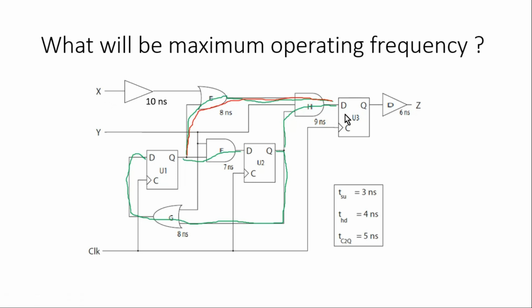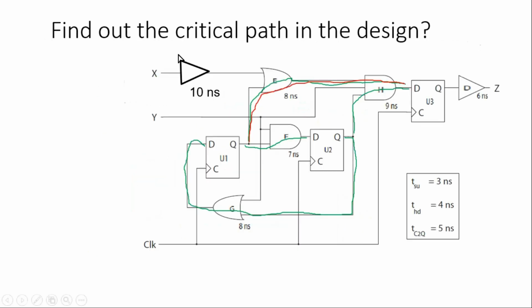But now many of you may argue that this is not a register to register path. How can this be a critical path? Friends, just for your information, this input X is coming from other chip or maybe from other board, as I mentioned earlier. Now let us have a look inside the other chip.